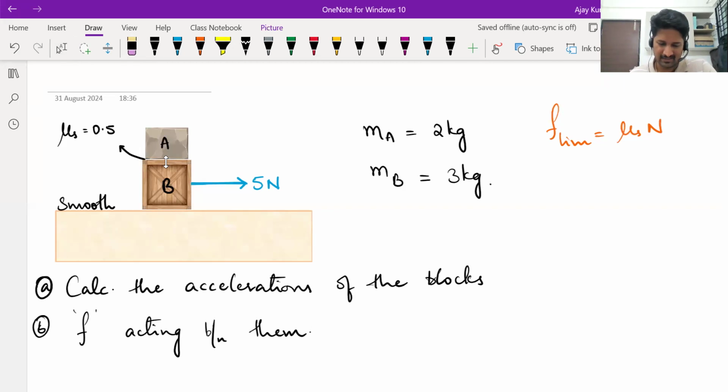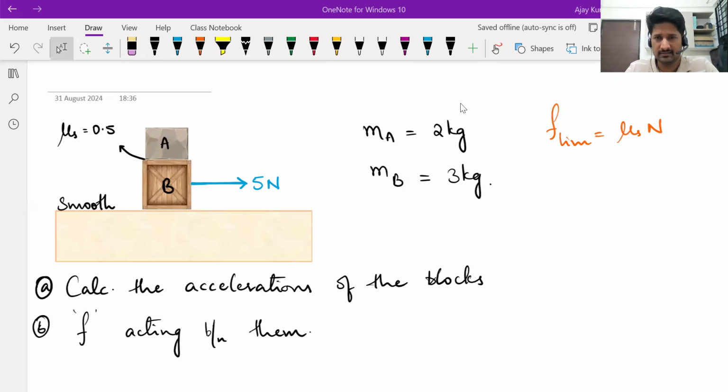20 newtons. What is the normal force there doing? Or why should there be a normal force between A and B, Saket? Sir, because both of them are in contact with each other. In contact, okay. Are they pushing each other or pressing each other? Then only normal force will arise.